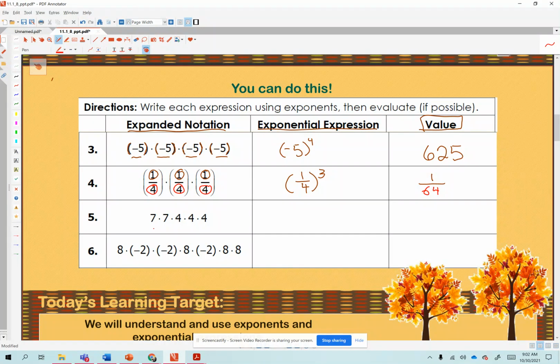Now, we're changing it up a little. Number 5. We have 7 times 7. That's a base of 7 to the second power, times 4 times 4 times 4, or 4 to the third. So that would be 7 times 7, which is 49, times 4 times 4 times 4, which is 64, and 49 times 64 would equal 3,136.